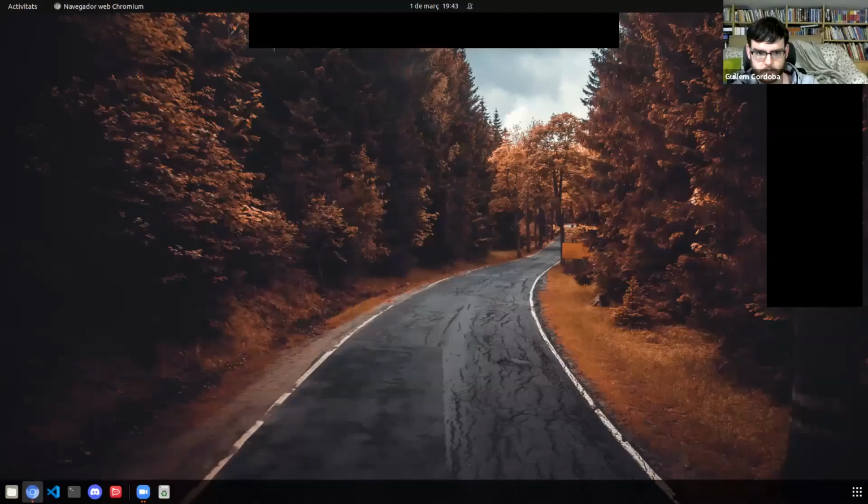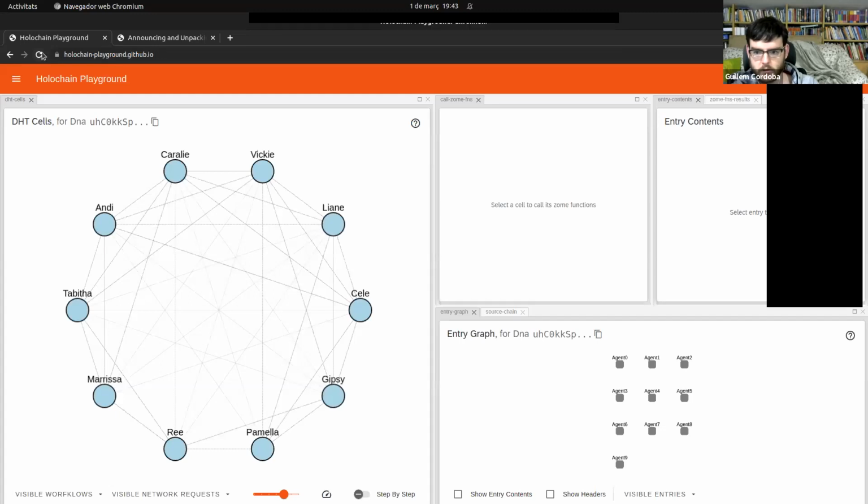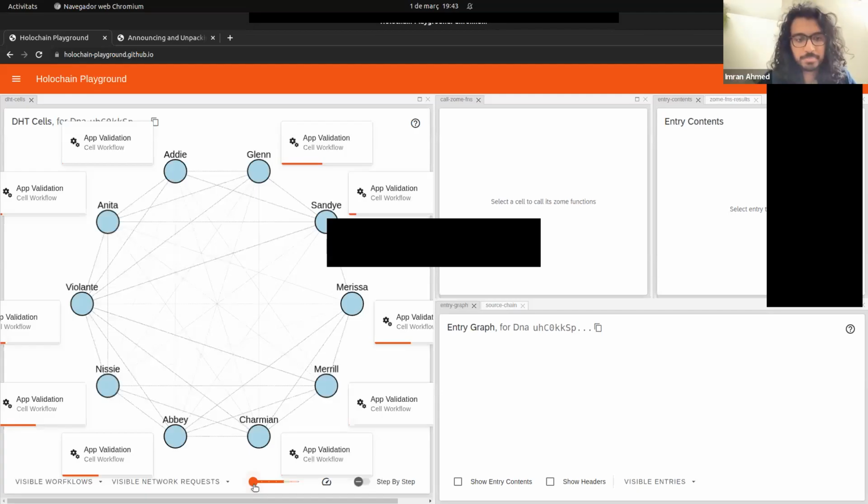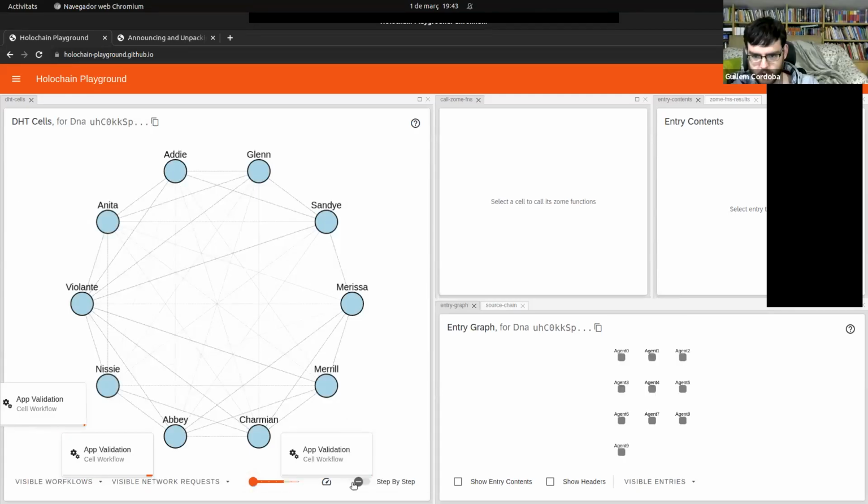I think it's useful if I just share the playground for a minute, because we can see exactly what we are talking about there. Okay, so can you see this? Yep, we can see it. Okay, cool. So I'm going to switch on step by step. So this is a Holochain DHT. Let's imagine that Sandy creates an entry.